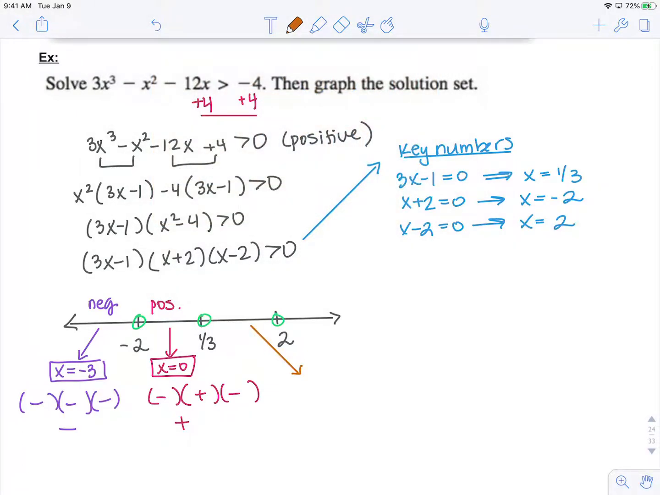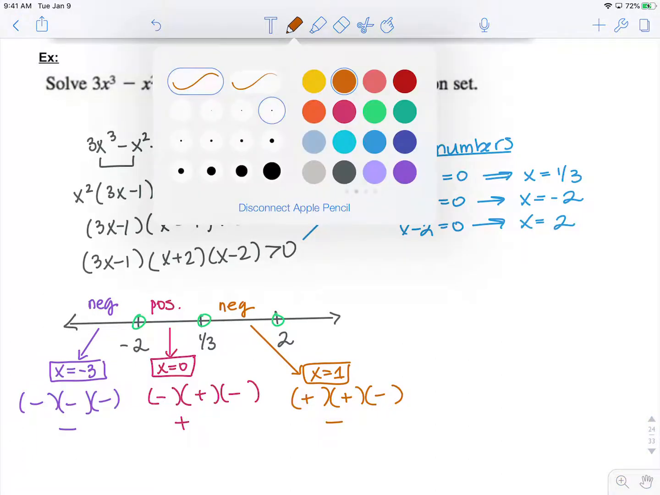Next, for this interval between 1/3 and 2, I'm going to let x equal 1. Now we're going to plug that into our three factors. If I plug 1 into my first factor, I get 3 times 1 minus 1, which is a positive. If I plug 1 into my second factor, I get 1 plus 2, which is a positive. If I plug 1 into my third factor, I get 1 minus 2, which is a negative. A positive times a positive times a negative is a negative. So we know in this interval, our polynomial is negative.